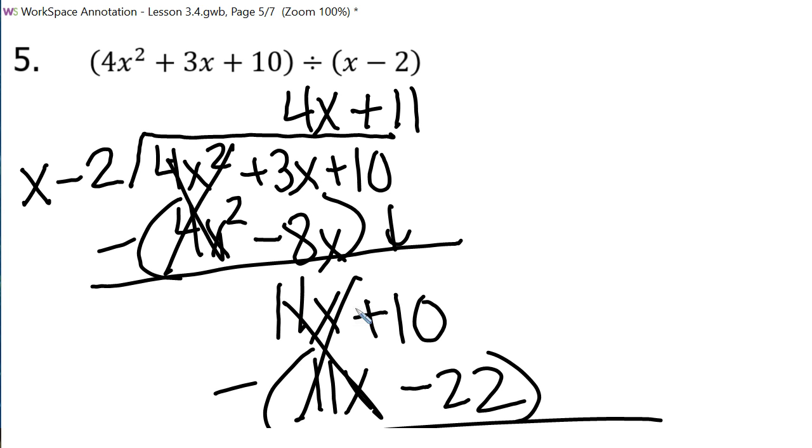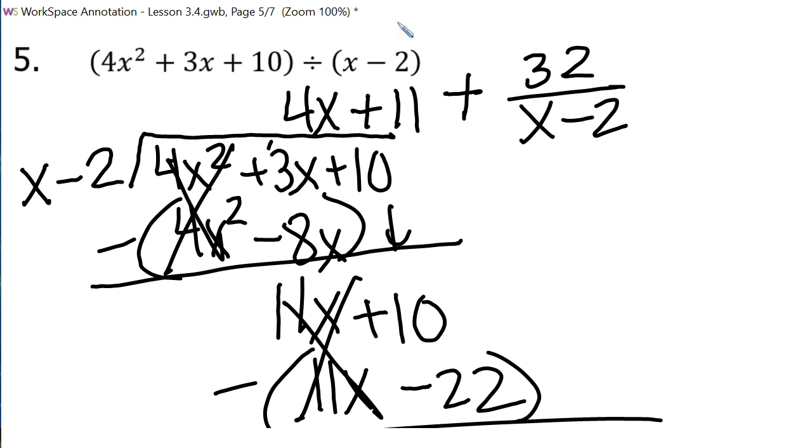32. Do I have any other terms to drop down? No. So that means I am finished, and what is 32 called? The remainder. And make sure you add remainder over binomial. So add 32 over x minus 2.